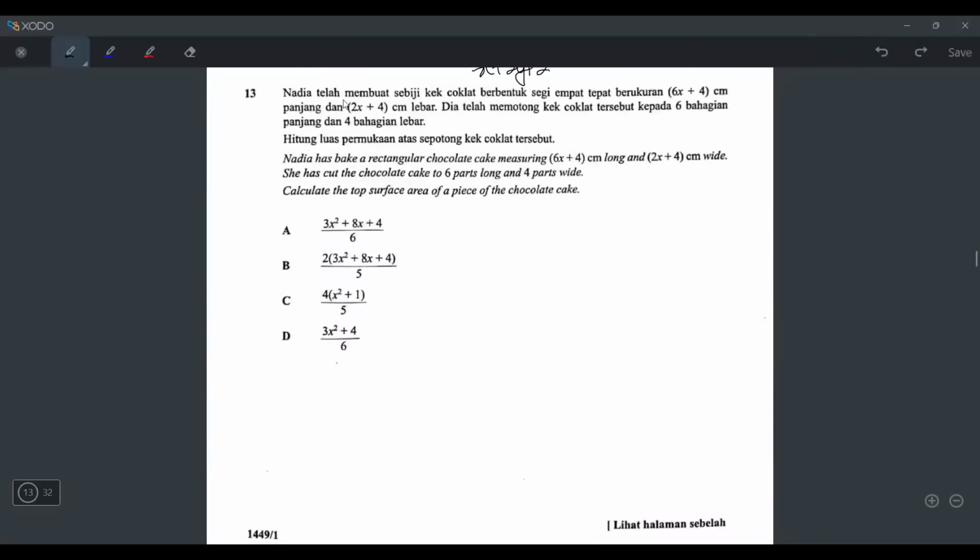Number 13. Nadia has baked a rectangular chocolate cake. Let's draw it out. So this is a rectangle chocolate cake. So I draw a rectangle. 6x plus 4 cm long and 2x plus 4 cm wide. So the long is this one, 6x plus 4. And then the width is 2x plus 4.